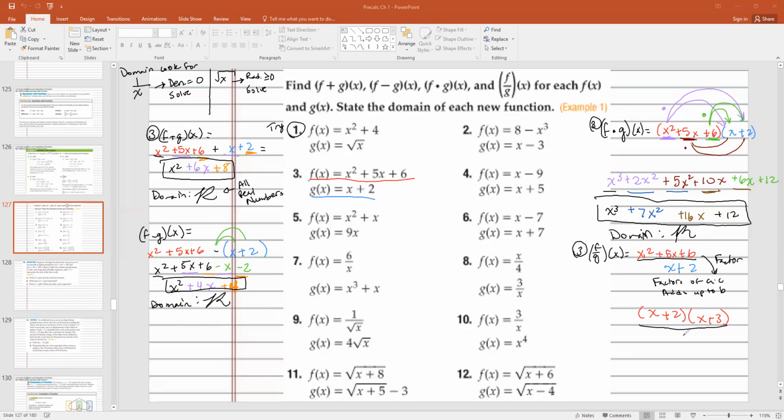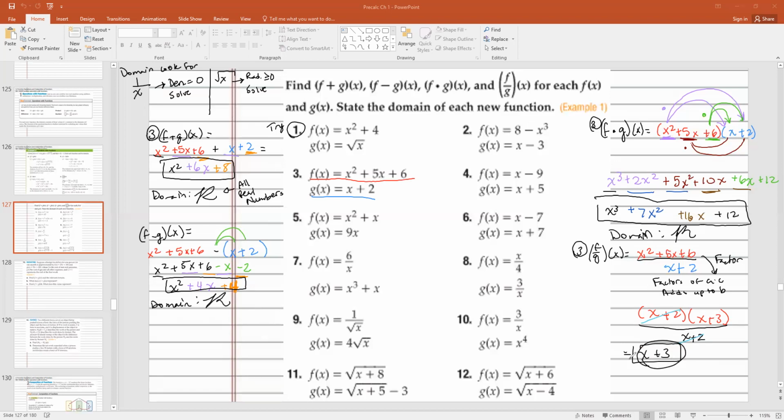Now after factoring, we want to say, is there anything that can cancel out? Is there anything on the top that's also on the bottom? And remember, if you don't see parentheses, there's actually invisible parentheses around the x plus 2. So anything that we have on the top that we also have on the bottom? Yes, the x plus 2. So this cancels out with this. And what are we left with? x plus 3. Do you have to leave the parentheses? You can, doesn't matter. You don't need to.